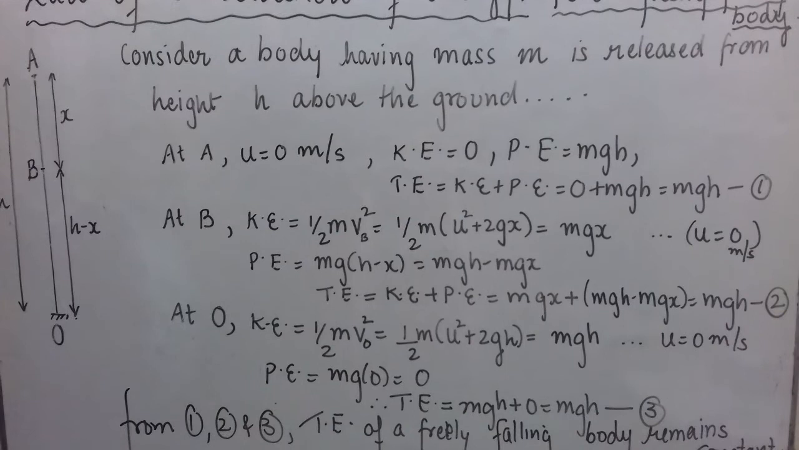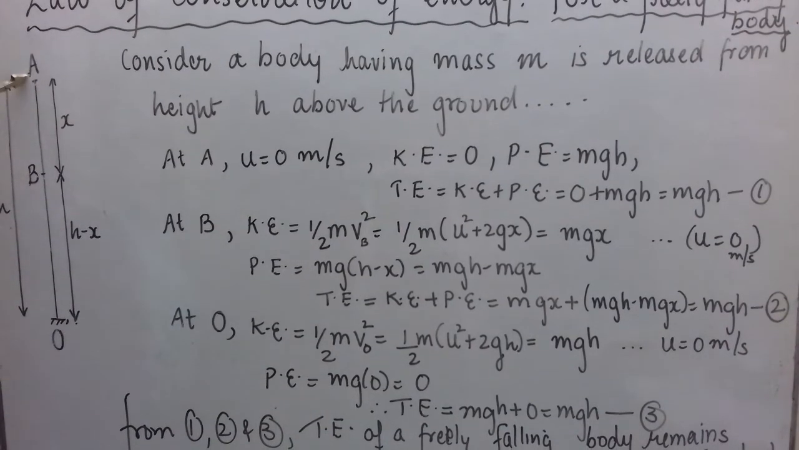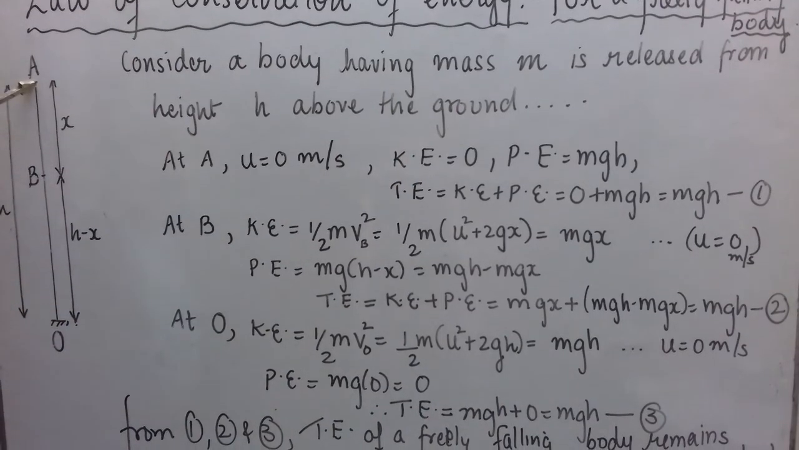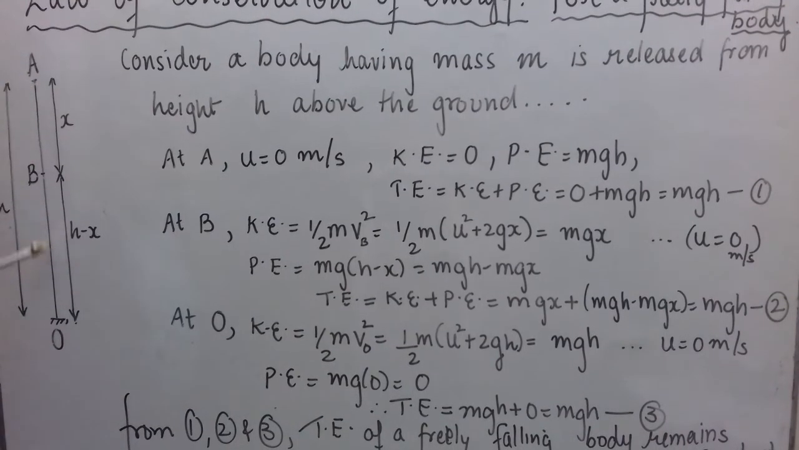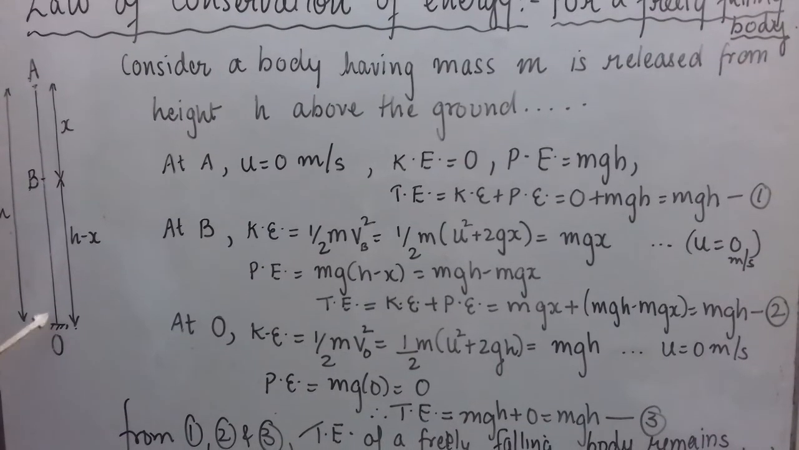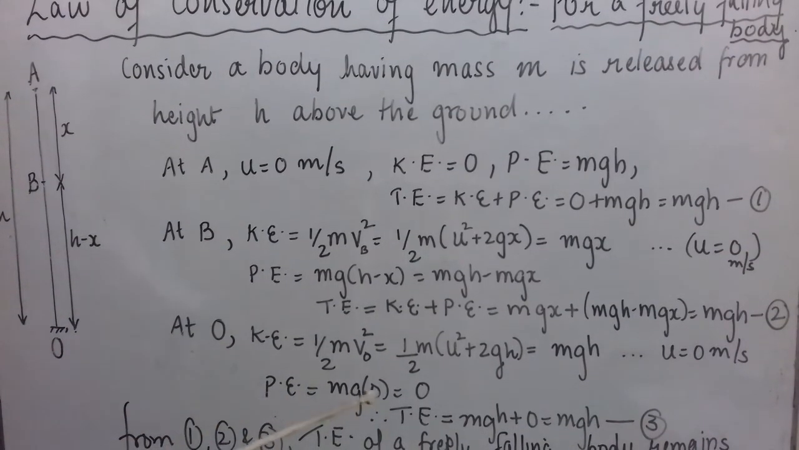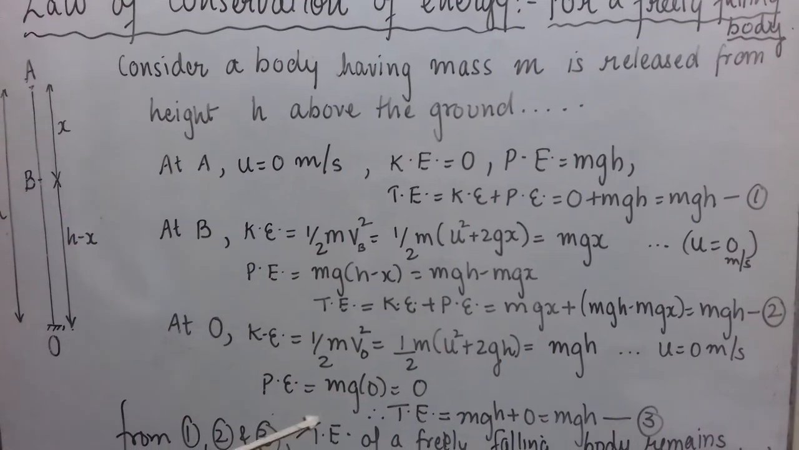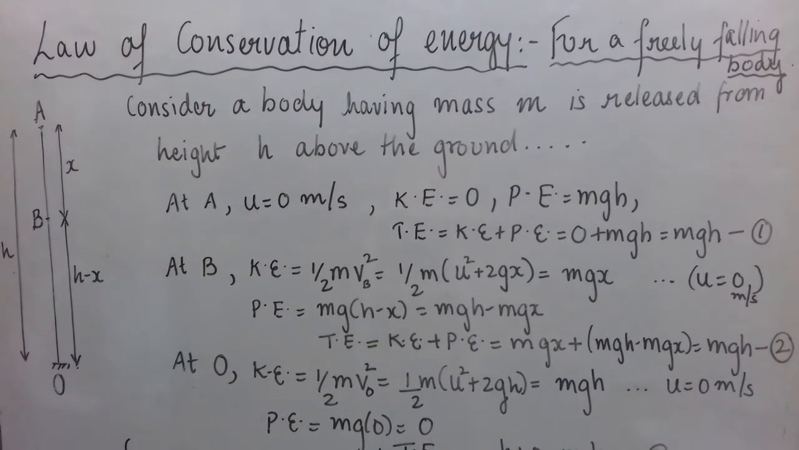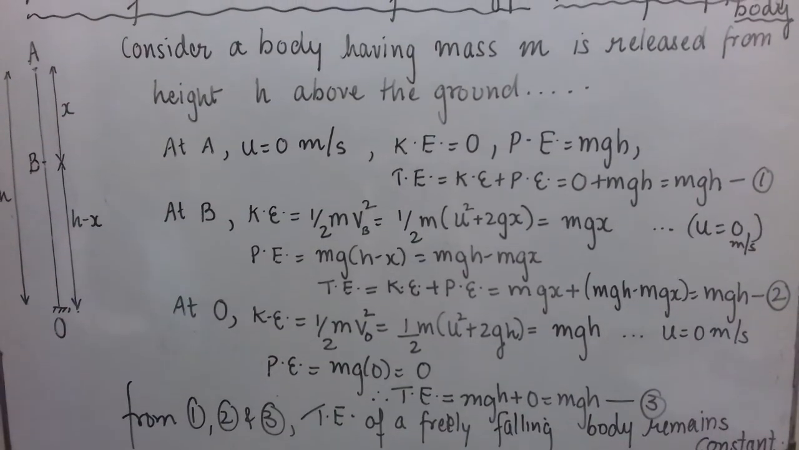Now remember, when a body falls freely, the body has only potential energy at the point where it is dropped. Kinetic energy is 0 at the point where it is dropped. As it falls down, height decreases, which means potential energy decreases and kinetic energy increases. When it is lying close to the earth, what will happen? Potential energy will become 0 and the entire energy gets converted into kinetic energy. So as a body falls down, potential energy continuously gets converted into kinetic energy.